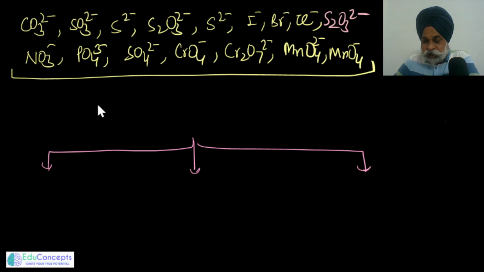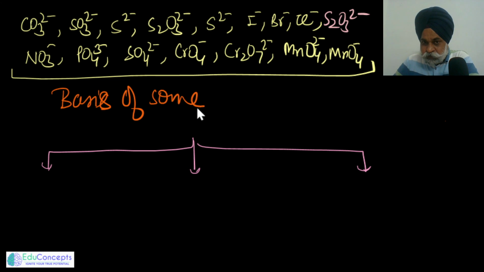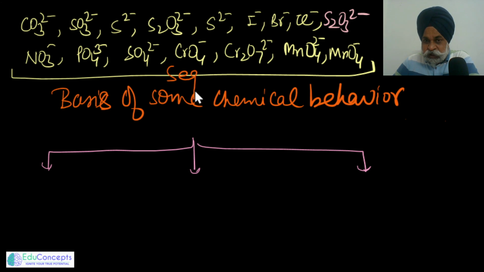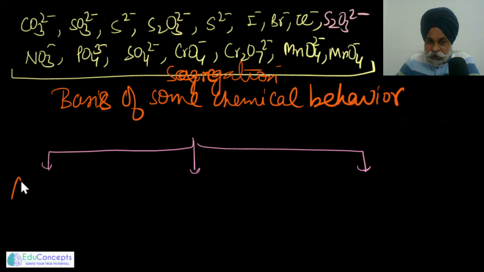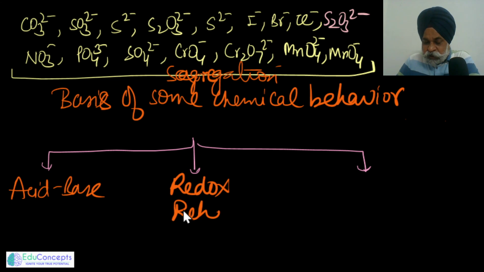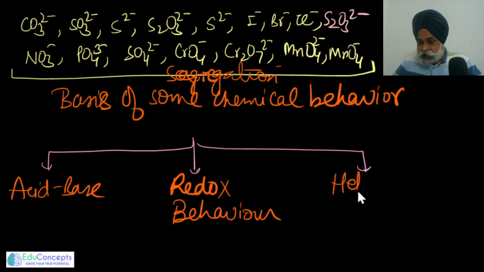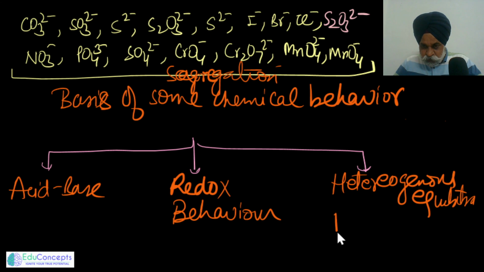Now this anion segregation would happen on the basis of some chemical behavior. So segregation would be based on some chemical behavior. That chemical behavior can be acid-base behavior or redox behavior. There are some anions which would show oxidizing or reducing character, redox behavior, or it may involve the concept of heterogeneous equilibria where we need to do a selective precipitation.